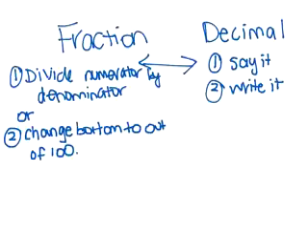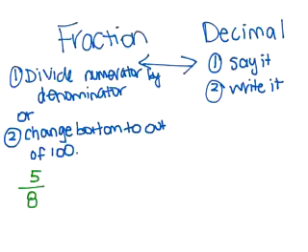Okay, guys, to change from a fraction to a decimal, we have a couple steps that we need to look at. When we're changing from a fraction to a decimal, the first step is to divide the numerator by the denominator. Another way to do that is to change the bottom to out of 100. So let me show you what I mean. Let's say that they gave you the example of 5/8.